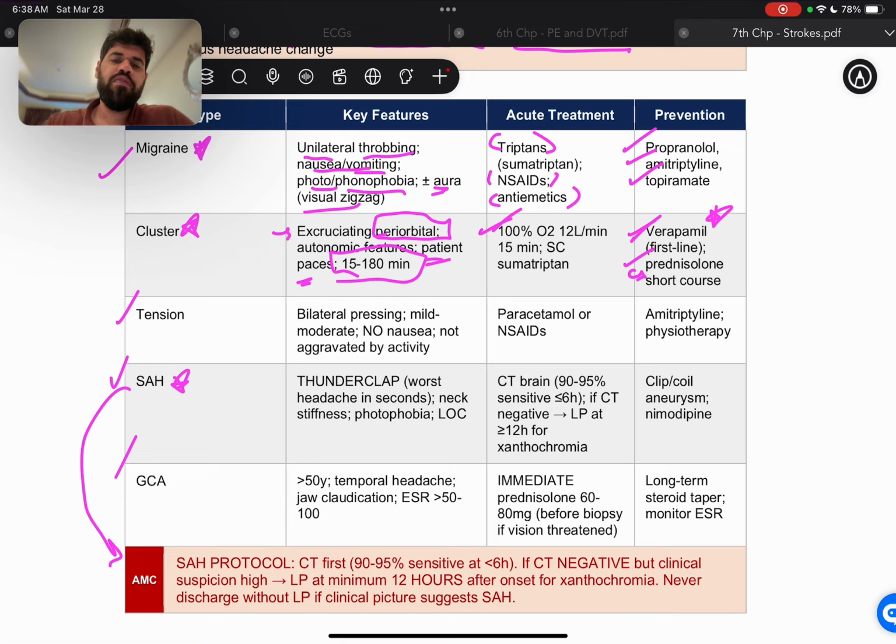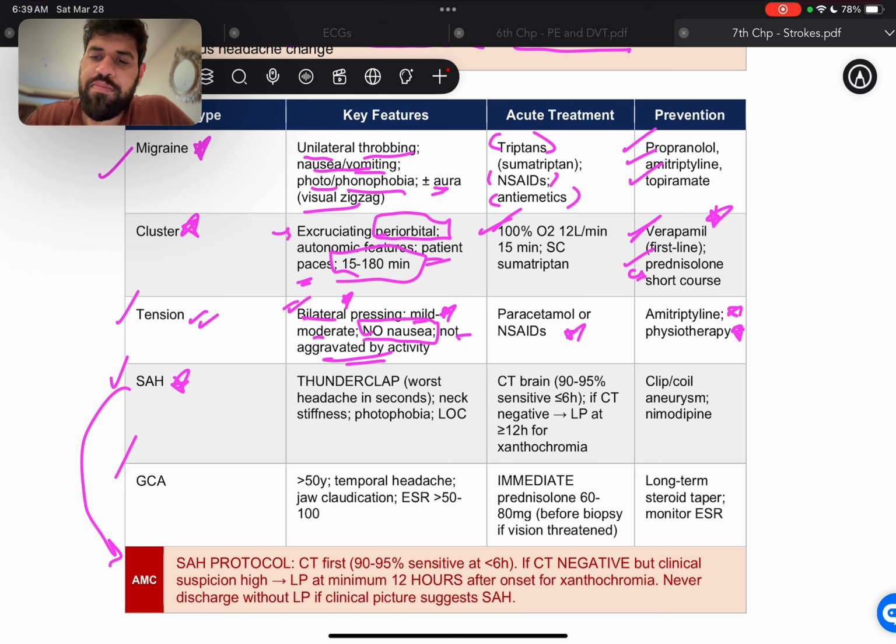All right. Now tension headaches are bilateral, pressing, mild to moderate, no nausea. So this is important because they're completely different from migraines, in the sense that they're bilateral, there is no nausea and not aggravated by activity. For these, we just give paracetamol and NSAIDs. Long term is going to be amitriptyline and physiotherapy as prevention.